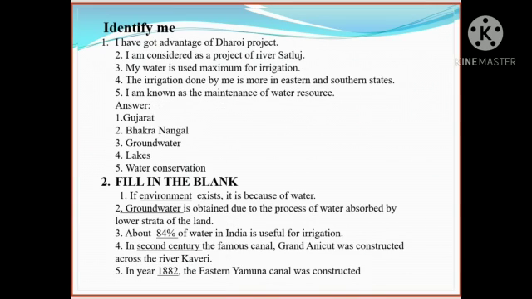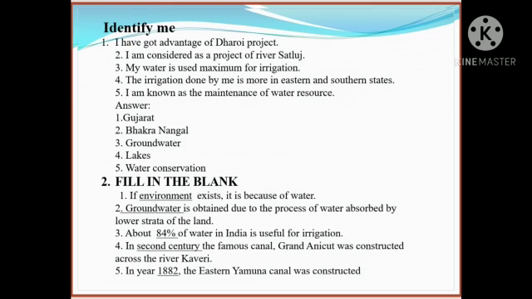See some objective type questions. Identify me. I have got the advantage of the Dharoi project. It's Gujarat. I am considered as a project of river Satluj, Bhakra Nangal. My water is used maximum for irrigation. Groundwater. The irrigation done by me is more in eastern and southern states. Lake. I am known as the maintenance of water resources. Water conservation.